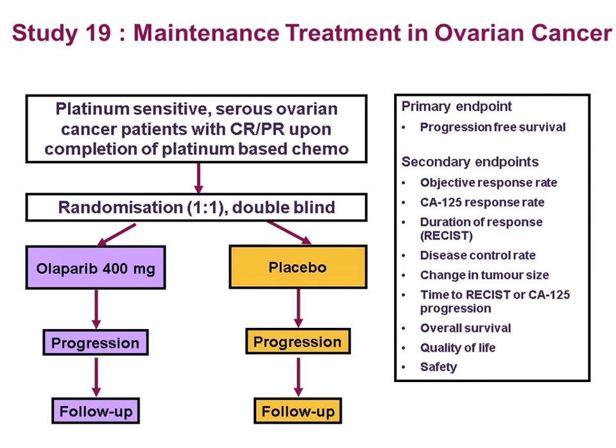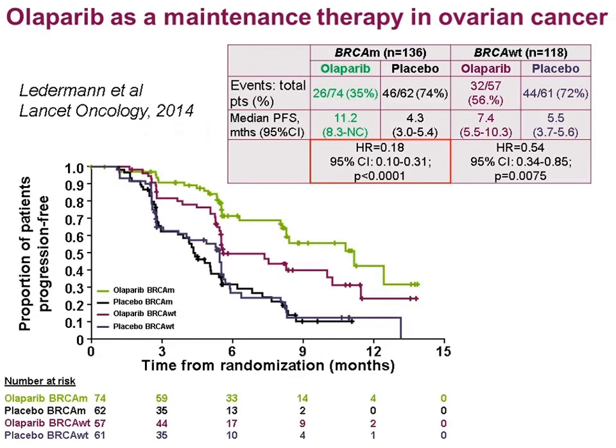So what I'm showing you here is the Study 19 clinical trial outline. And essentially what this involved was randomizing patients who responded to their platinum treatment either onto Olaparib, the PARP inhibitor, or onto placebo. And the idea was to follow how long it took before the tumors grew out following that platinum tumor shrinkage. The primary endpoint was something called progression-free survival.